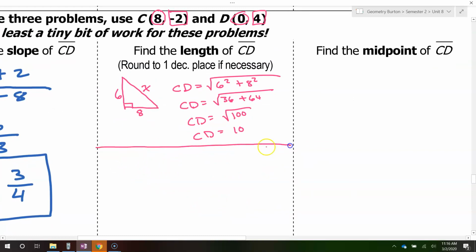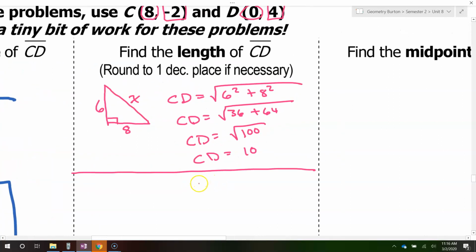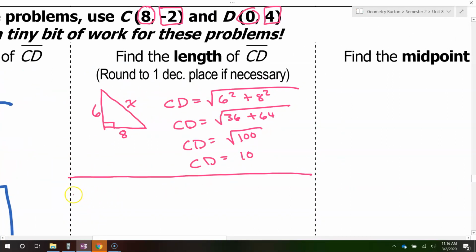So let me switch over to the distance formula now. So the distance formula would be like this.